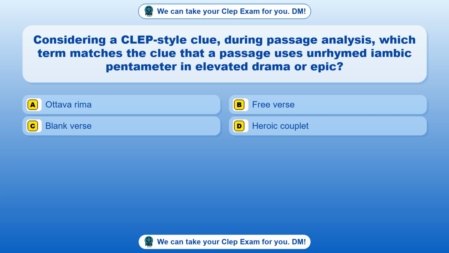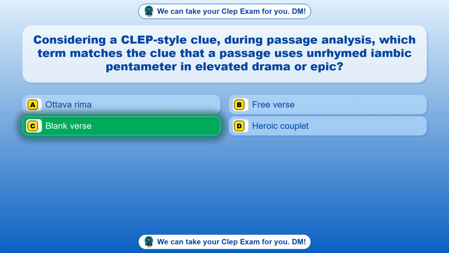Question 1. Considering a CLEP-style clue during passage analysis, which term matches the clue that a passage uses unrhymed iambic pentameter in elevated drama or epic? Option A. Ottava rima. Option B. Free verse. Option C. Blank verse. Option D. Heroic couplet. The correct answer is option C.